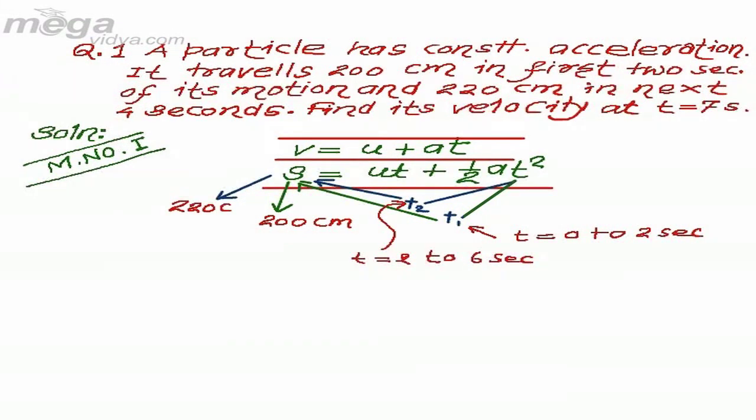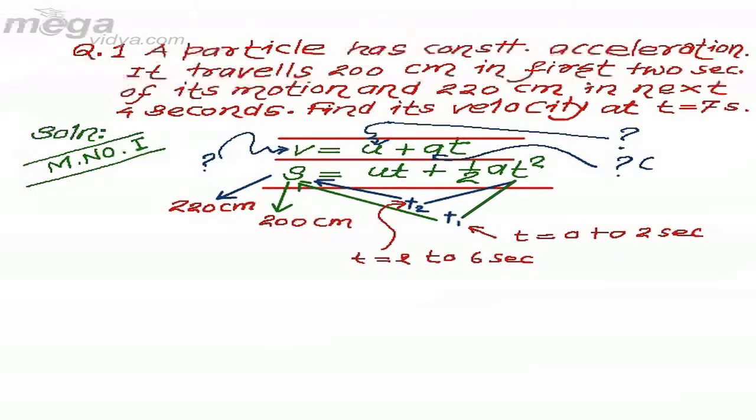220 centimeter. There is no idea given in this question about u, not given, and obviously v, not given. Neither is acceleration a given. It is just told that this is constant in magnitude. Nothing is said about whether this acceleration is positive or negative or of what value. Just that the particle has some acceleration which does not change with time. Only this information has been given. So now how to solve this question using these equations?